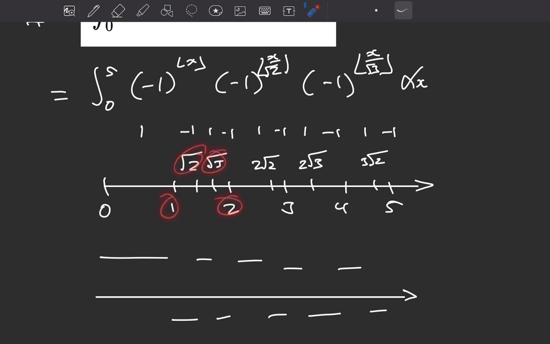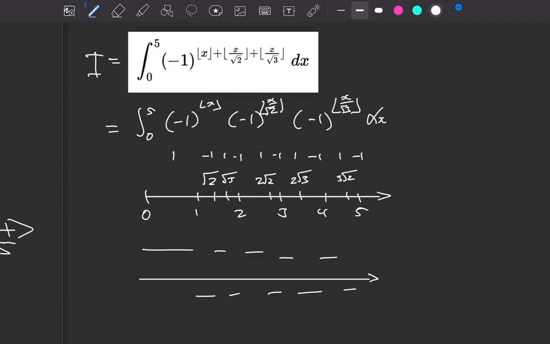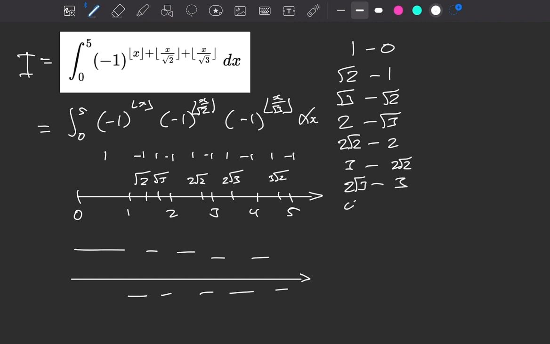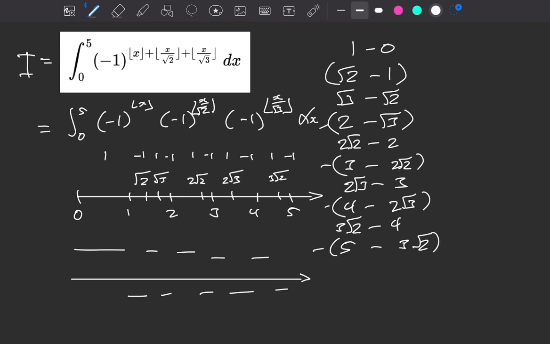number line. So our integral then becomes 1 minus 0, root 2 minus 1, root 3 minus root 2, 2 minus root 3, 2 root 2 minus 2, 3 minus 2 root 2, 2 root 3 minus 3, 4 minus 2 root 3, 3 root 2 minus 4, and 5 minus 3 root 2, with every other line being a subtraction, and all of these other lines being additions.